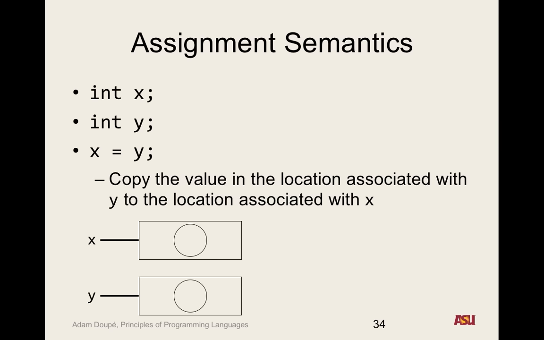So at this point, does it matter what these locations are for x and y? No, right? We don't really care what they are. But the one thing we do care about is that they are distinct, right? Because these are two different declarations, we know that these are different locations. So the location of x and the location of y are different boxes.